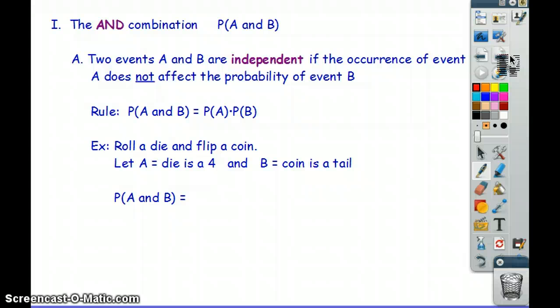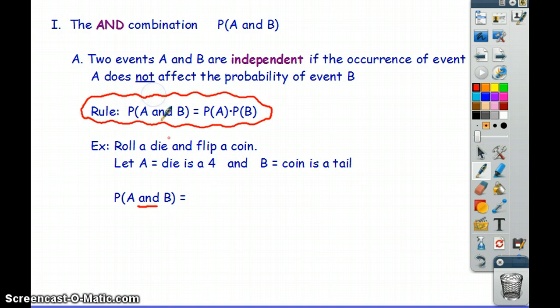Okay, our example, we're going to roll a six-sided die, and we're going to flip a coin. So A is the probability the die is a 4, and B is that the coin is tails up. So we want the probability of A and B. Well, here's the rule. The rule is when "and" is involved, we multiply the two probabilities together.